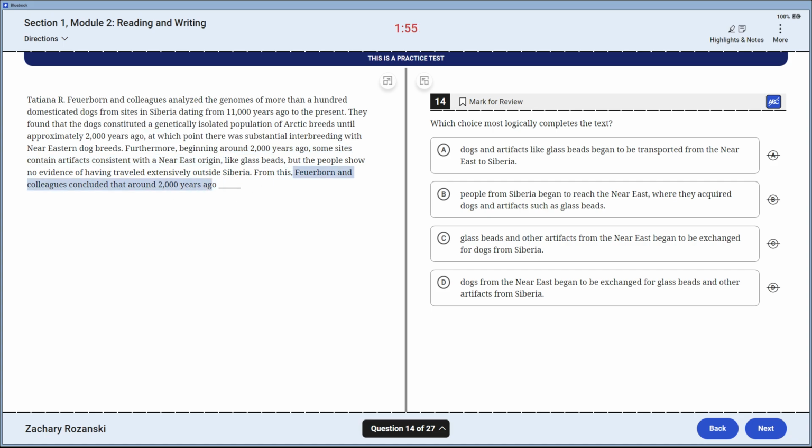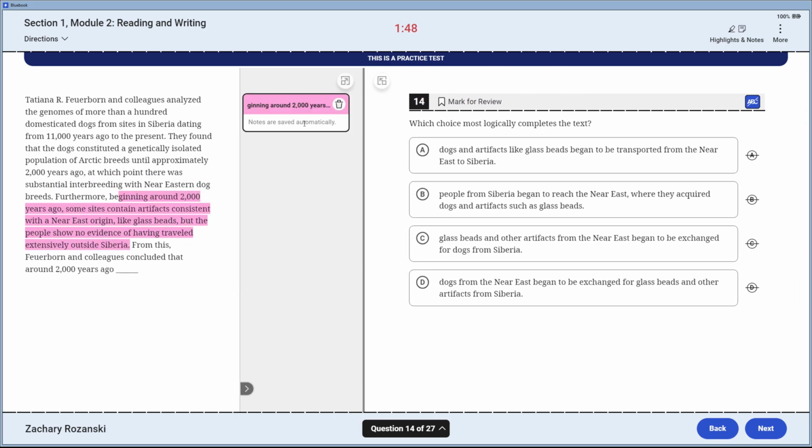From this, he concluded that around 2,000 years ago, I need to read the previous sentence. Let's chunk this. What does this say? 2,000 years ago, some sites contained artifacts that appeared consistent with the Near East origin, with things from the Near East, like glass beads. This is odd because people should know in Siberia extensively because Siberians never left.